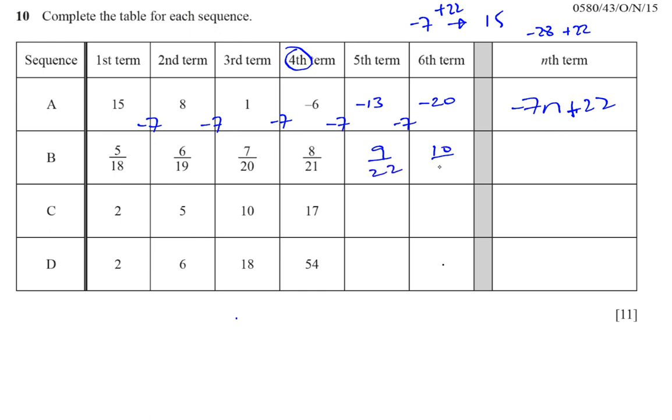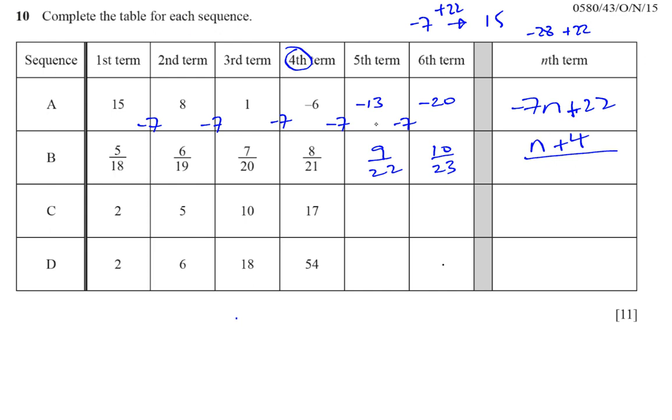Now, we want to find the nth term. So again, we'll take the numerator separate from the denominator. The numerator is going up by 1 each time, so it's got something to do with the 1 times table. So it's 1 times n, or just n. However, that's not enough. If I leave it at that, my first term will be 1. I want the first term to be 5 for the numerator, so I have to add 4. When n equals 1, I'm going to have 1 plus 4, which is 5. When n equals 2, 2 plus 4, which is 6, and so on.